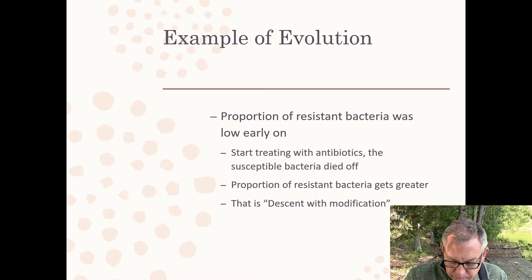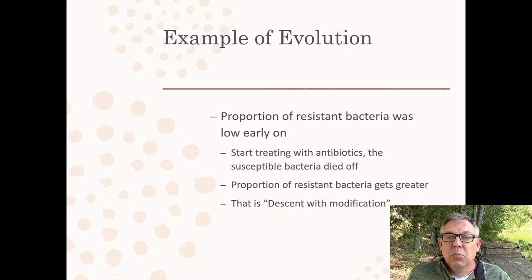And so, again, the individual bacteria in their lifetime didn't change in such a way to become resistant. Some of them were just born resistant. But the proportion of resistant bacteria was low early on. That's why when we use these antibiotics, they seem, you know, they work. They kill most of the bacteria. But you're killing the susceptible bacteria. Those that are resistant stick around, so their proportion gets up. The population changes.